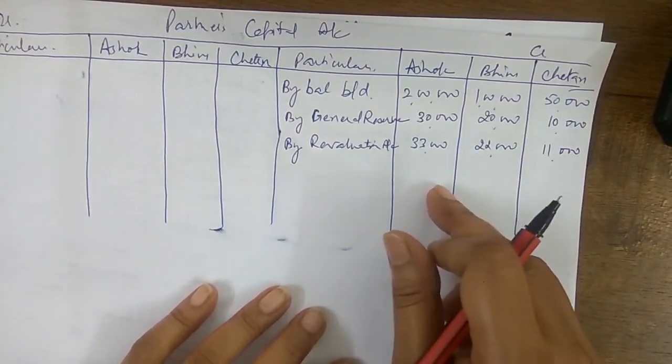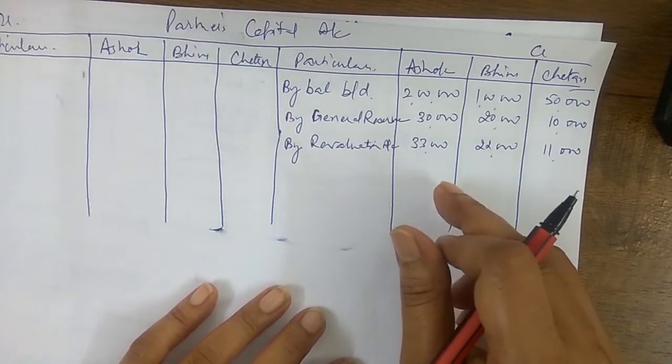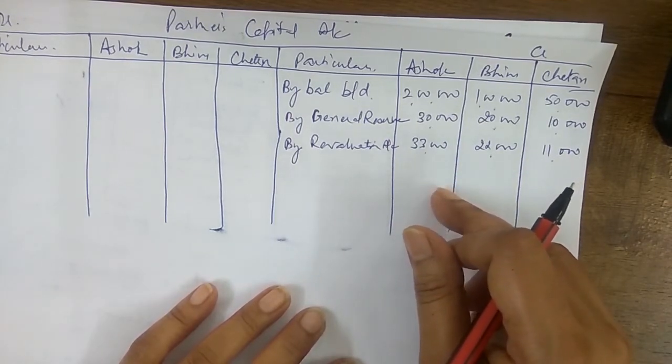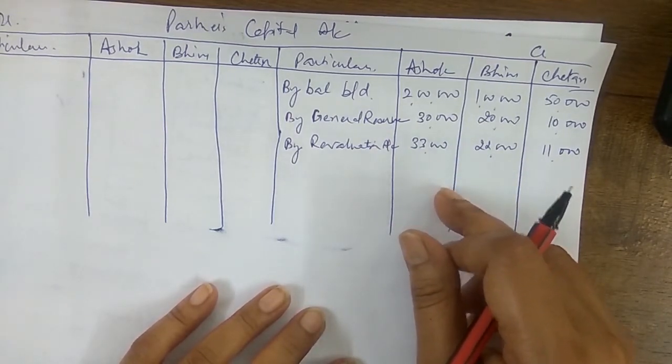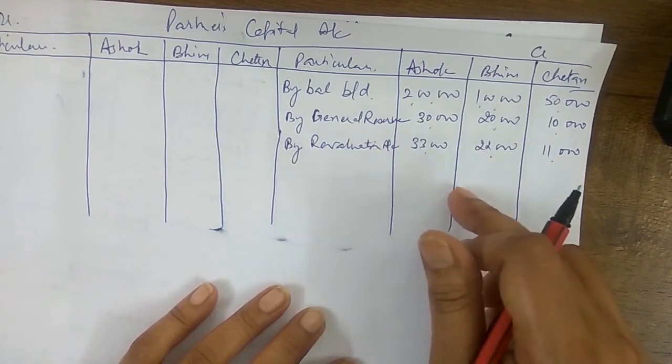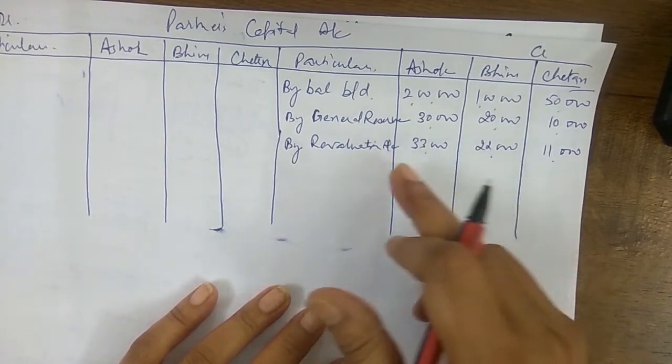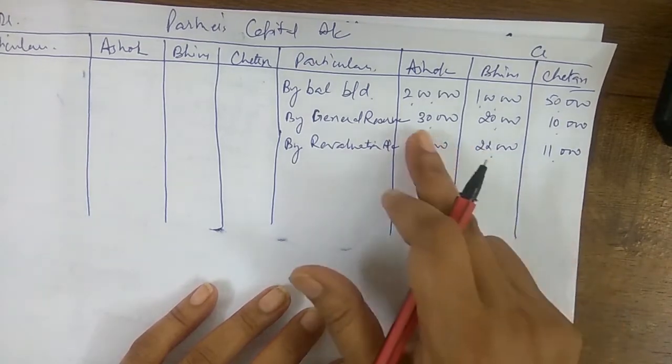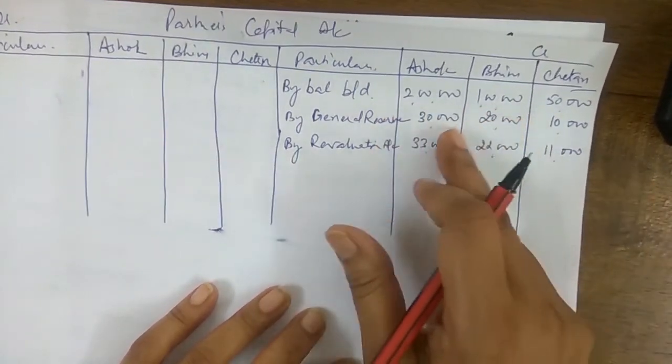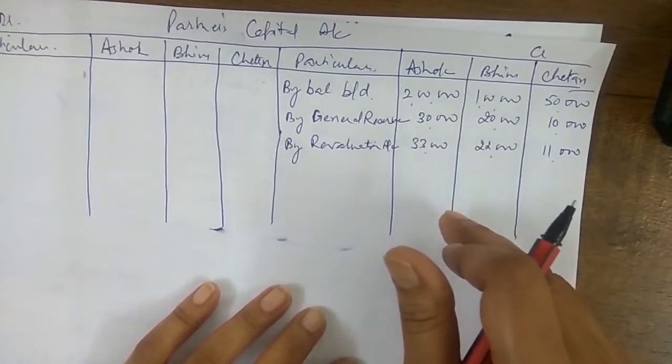हमने पहले भी किया था फर्स्ट टॉपिक में फंडामेंटल्स में कि whatever is given to the partners, that is always credited to their partners capital account. Whatever is taken from the partners, that should be debited to partners capital account. So हम revaluation account का profit उनको दे रहे हैं, general reserve दे रहे हैं, उनको opening balance है, all that should be shown on the credit side.